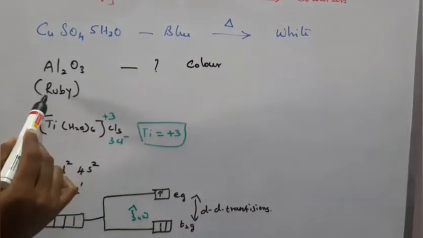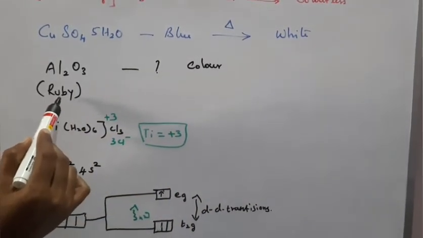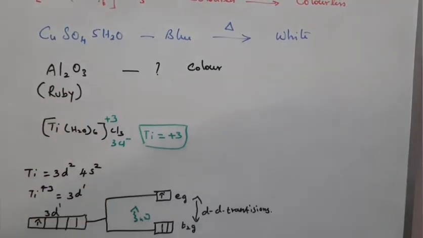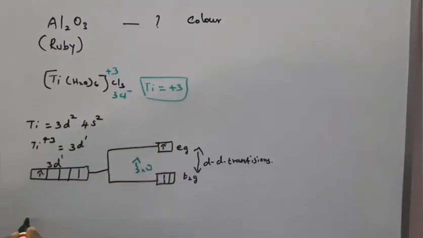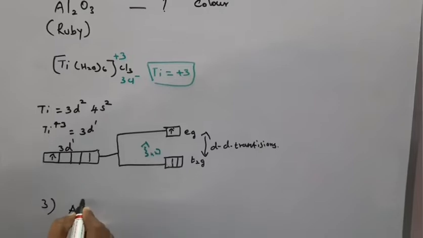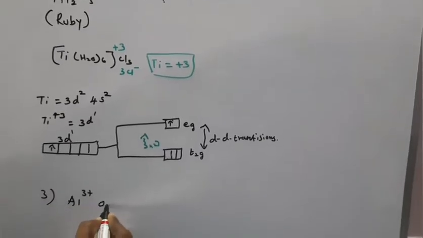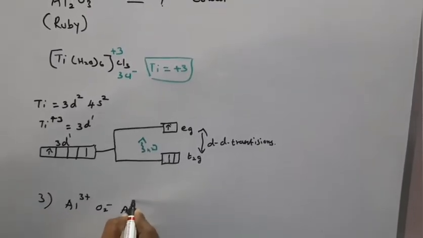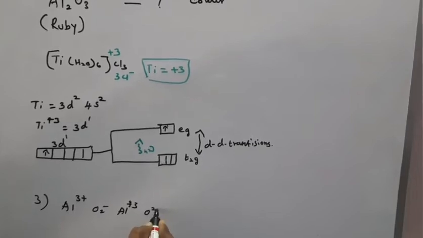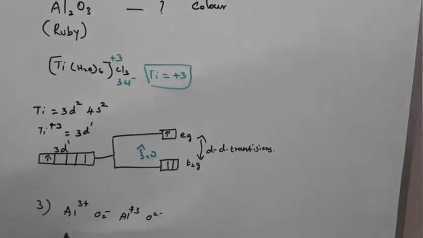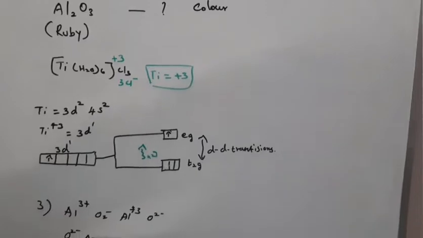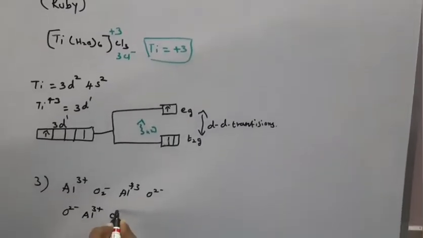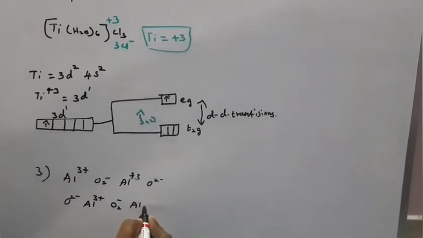So what's happening? That particular complex will be white in color. At the same time, ruby is a stone of Al2O3. The arrangement here, the third example, is Al3+ and O2-, Al3+ and O2-, O2-, Al3+ and O2-, Al3+.